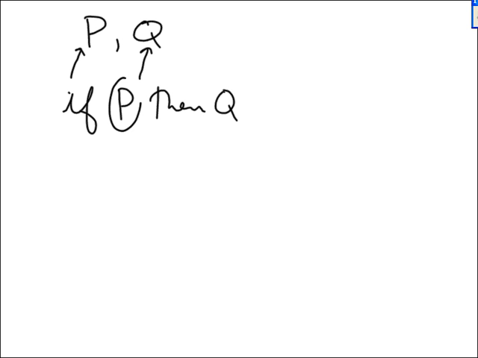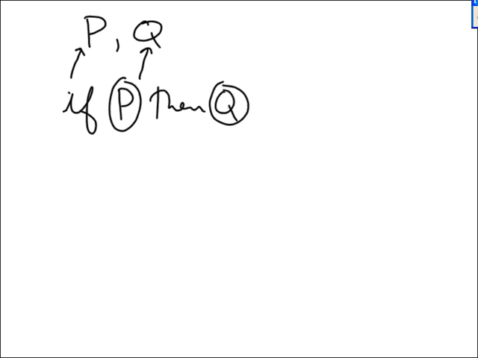P might be, if it rains. Q might be, I'll go roller skating. And we talk about statements like, if P, then Q. If it rains, then I'll go roller skating. That would be what if P, then Q meant, if P was, if it rains, and Q meant, I'll go roller skating.